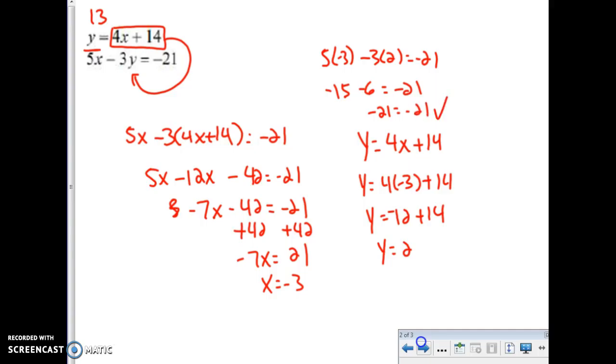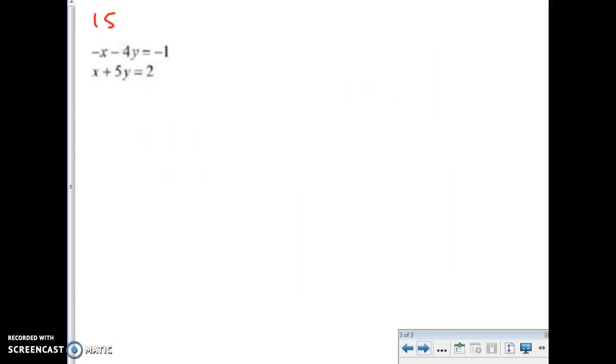Okay? And then just one more, and then you guys are going to try the rest of them once you jump to number 15. In this case, I don't have a variable solved for, so I want to solve for a variable, preferably one that has a positive 1 in front of it. So if I look at the x's and the y's, it looks like I have a positive 1x right here. So I'm going to take 1x plus 5y equals 2 and solve for x. I'm going to subtract 5y. So I have 1x equals 2 minus 5y.